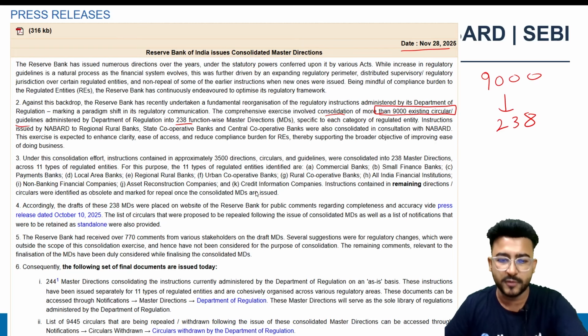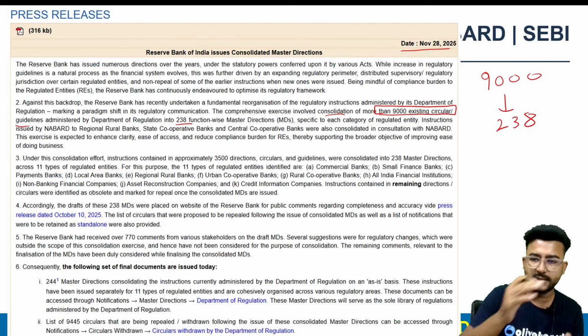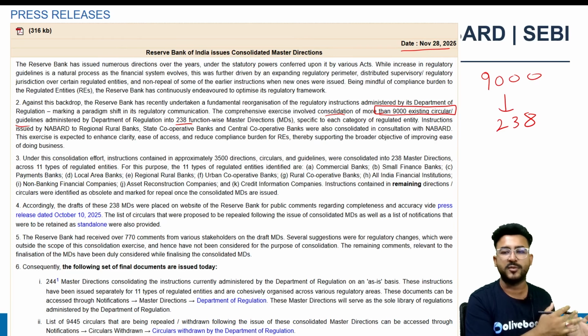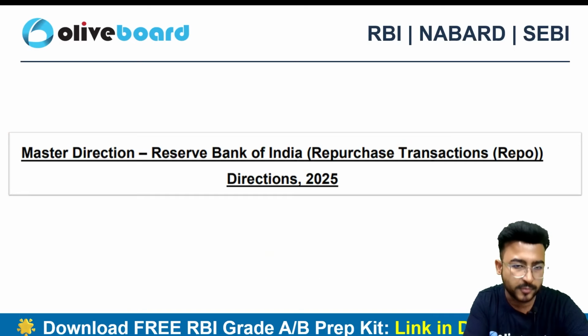So no worries at all. We'll be covering the circulars related to the November month, और ये सारे आपके consolidated ही हैं, या आप कहीं ना कहीं पिछले month में you have already studied these directions, right? So no worries at all as of now.